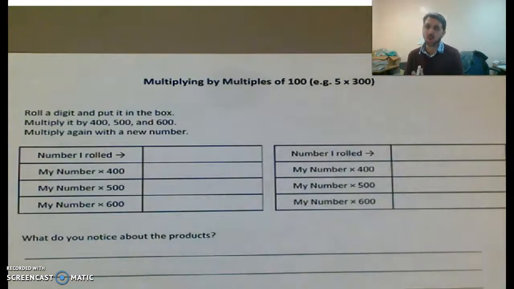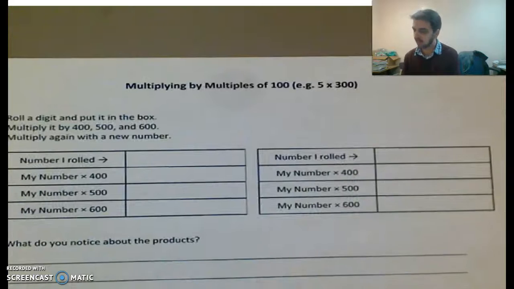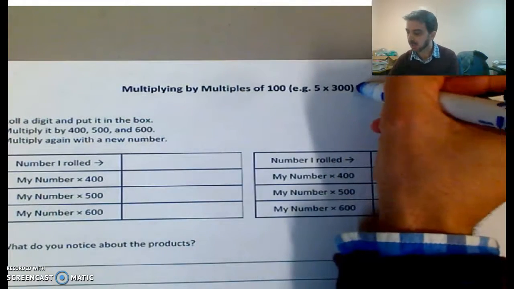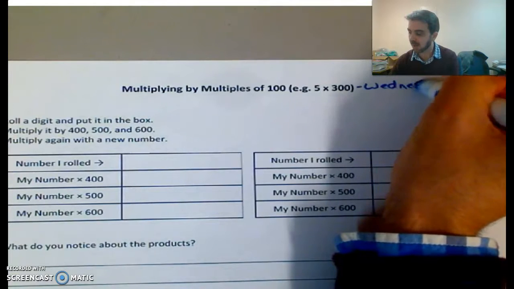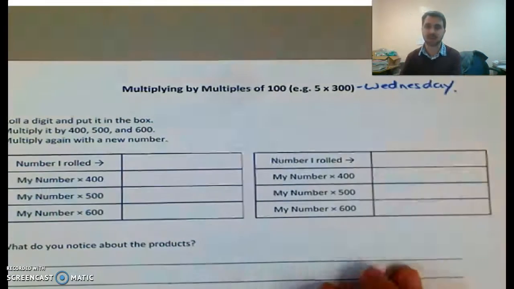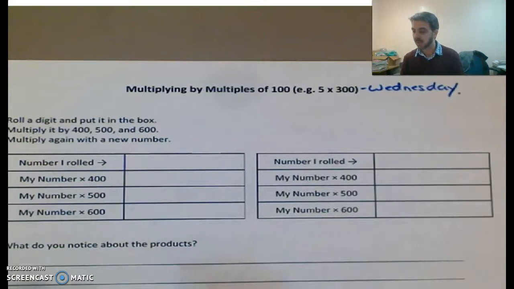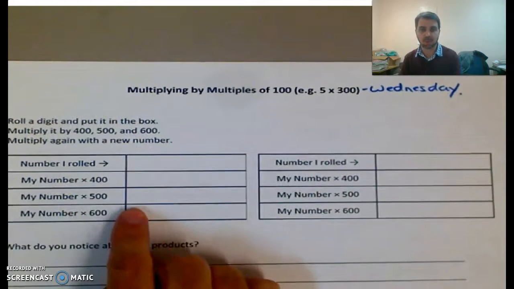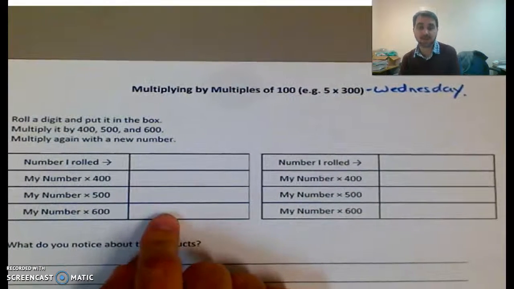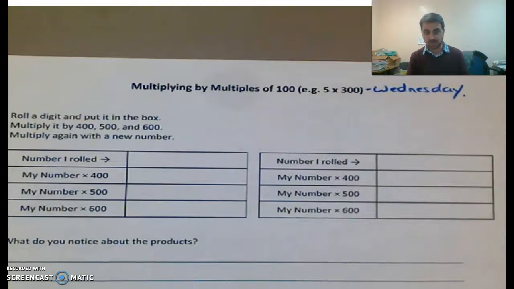In your math packet, it will say multiplying by multiples of 100. Yours will say Wednesday on it, because I forgot to add that, but I will add it. We're going to roll and calculate again with a calculator. But before we do that, actually, I'll go ahead and roll.